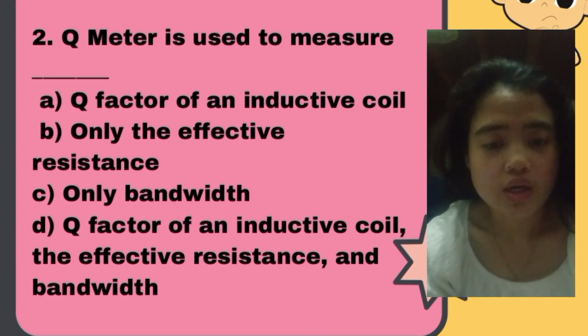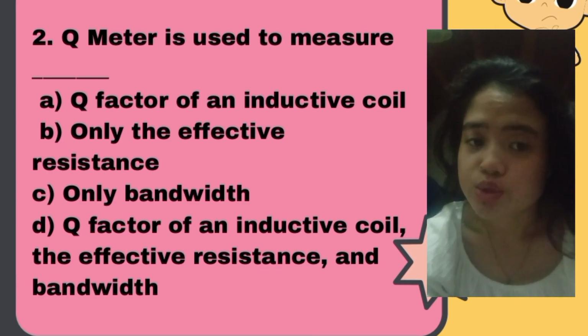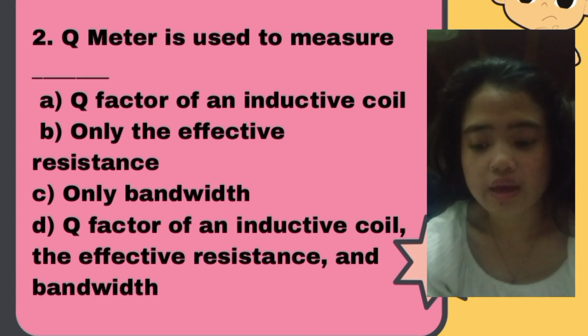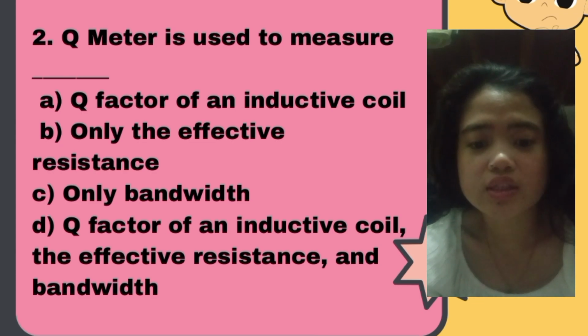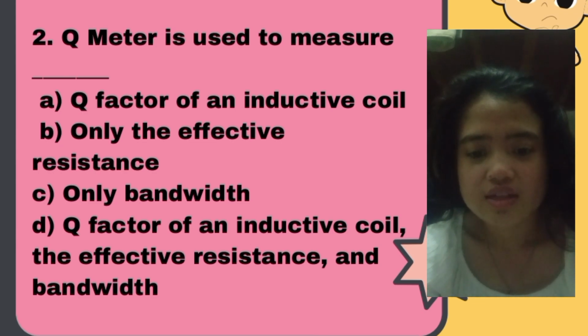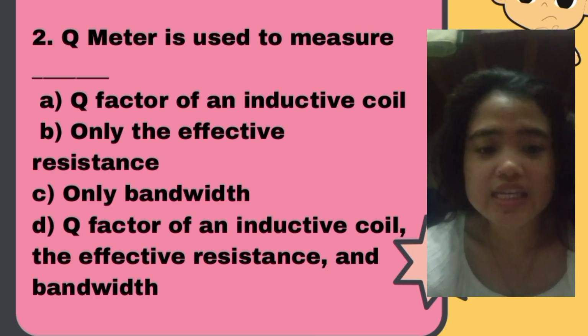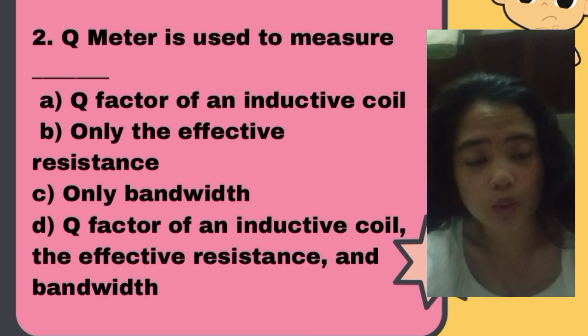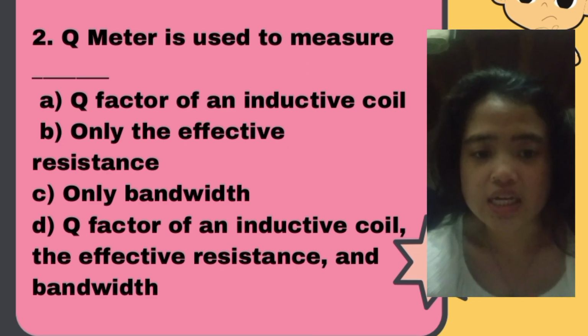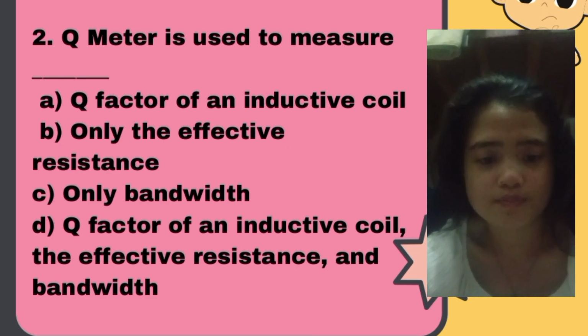Question number 2. Q meter is used to measure blank. A. The Q factor of the inductive coil, B. Only the effective resistance, C. Only the bandwidth, D. Q factor of an inductive coil, the effective resistance, and the bandwidth.